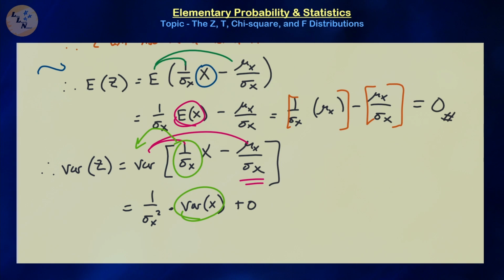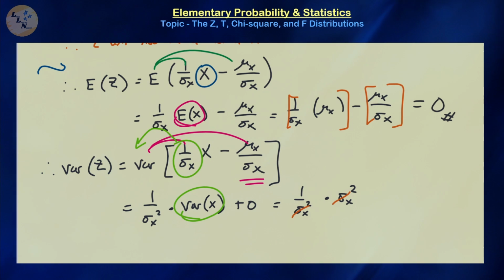And what is the variance of x? Well, the variance of x, we know, is just going to be equal to sigma x squared, and notice that regardless of what sigma x squared is, as long as it's not 0 or infinite, these will cancel and we're going to be left with 1.